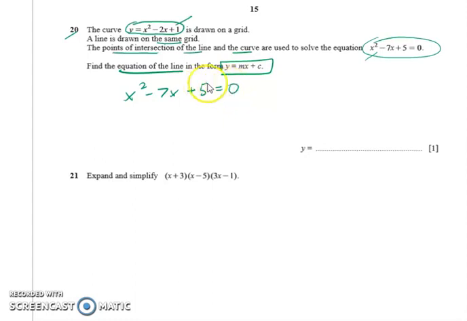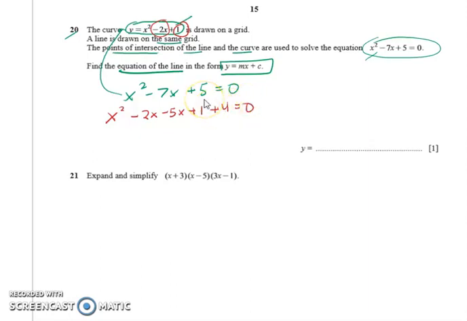Okay, from this equation we have to form the equation on top. So here we have 2x, negative 2x. So what we can do here, we separate the negative 7x into negative 2x and minus 5x. And here we have 1, so we put there plus 1 and plus 4.